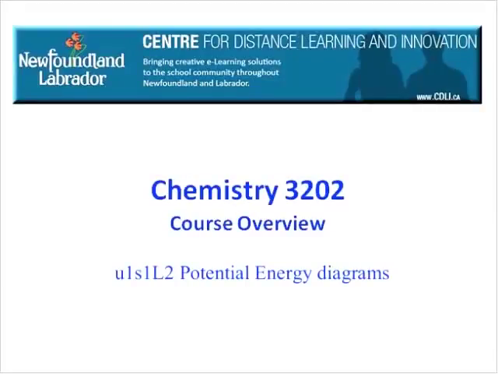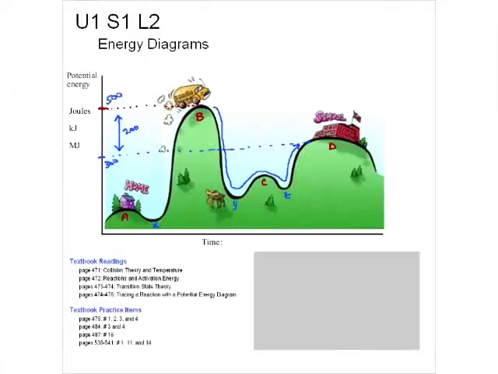Chemistry 3202 course overview, Unit 1, Section 1, Lesson 2, Potential Energy Diagrams. In this particular lesson, we're going to look at the energy diagrams for chemical reactions.